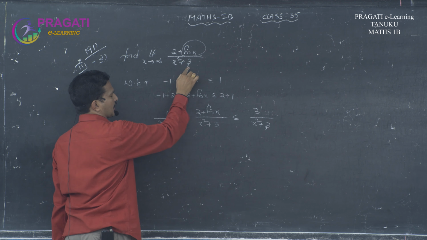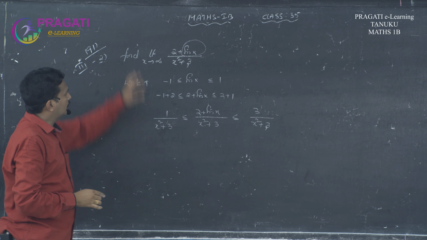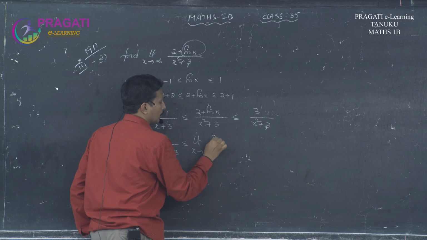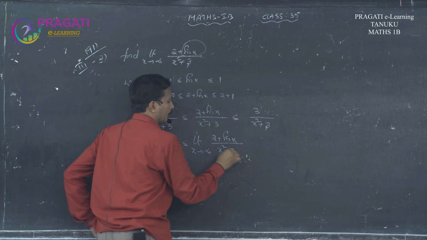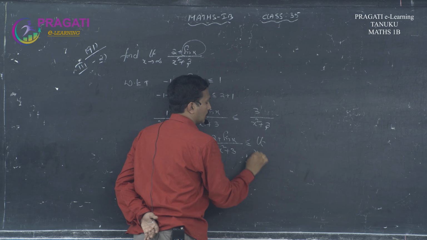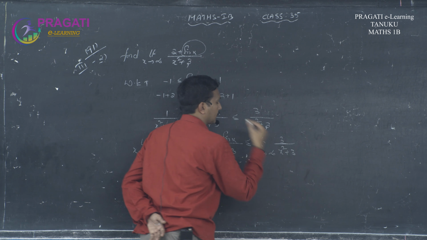Here the denominator is x square plus 3, so dividing with x square plus 3. Here the limit is x tends to infinity. So take limit x tends to infinity 1 by x square plus 3 less than or equal to limit x tends to infinity 2 plus sin x by x square plus 3 less than or equal to limit x tends to infinity 3 by x square plus 3.